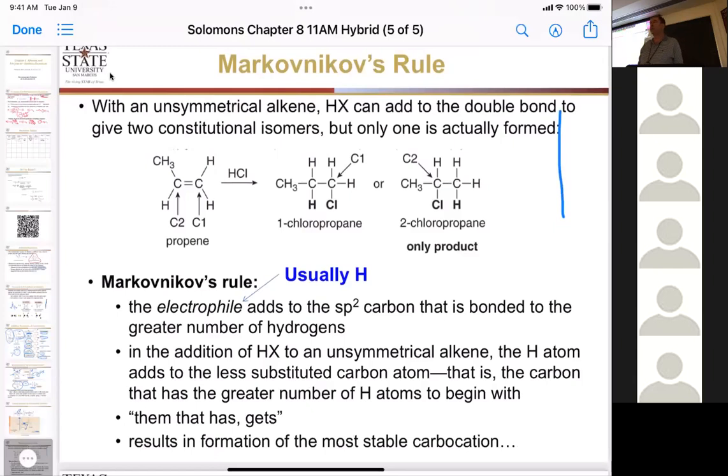But why? Well, that means the other carbon has fewer hydrogens, right? And the other carbon would have carbon-carbon bonds. What's the most stable carbocation? Secondary carbocations and tertiary carbocations, right? So if you're going to form the most stable carbocation when you do this, that's why you always add the hydrogen first to the carbon with the most hydrogens.